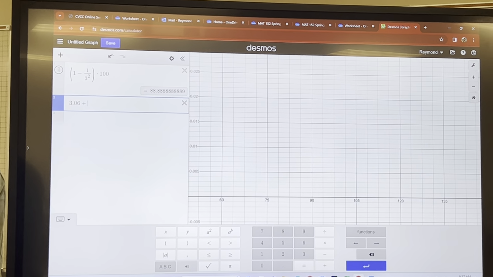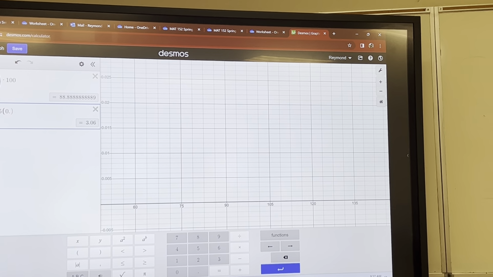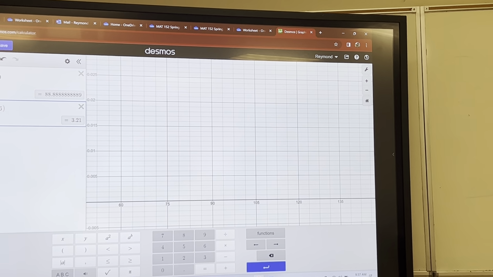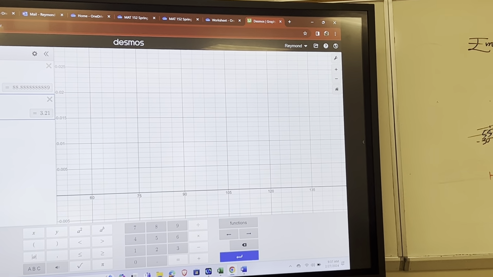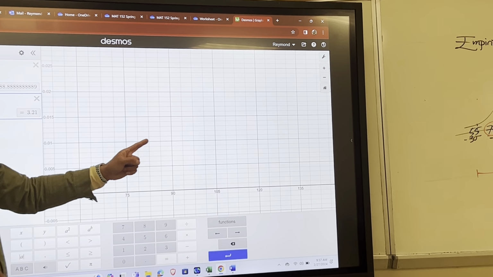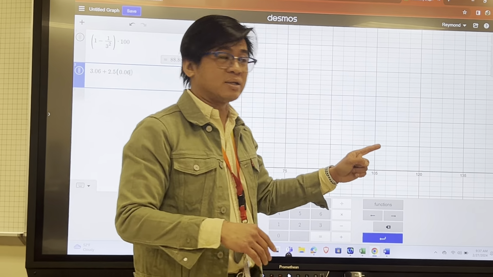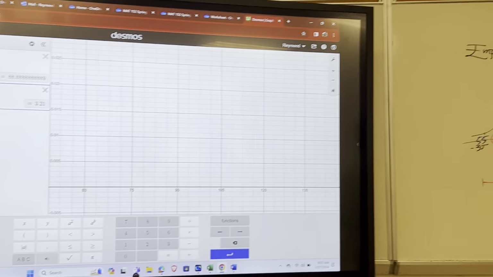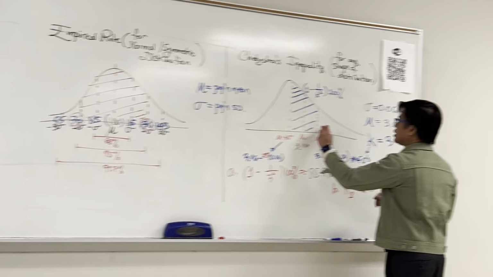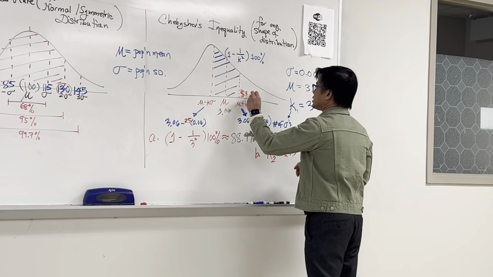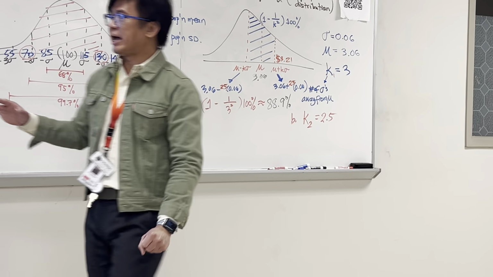3.06 plus 2.5 standard deviations, right? 0.06, right? So how much is the first one? $3.21, right? So that's the highest value in here. So this value in here should be what? How much does it say in here? $3.21, right? So what's the lowest value at 2.5, right?